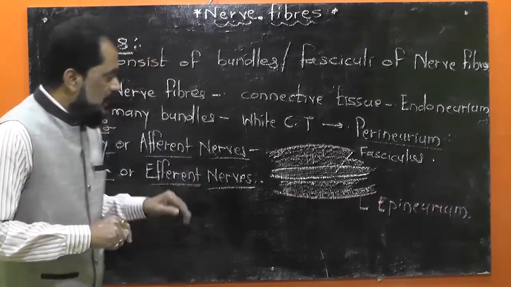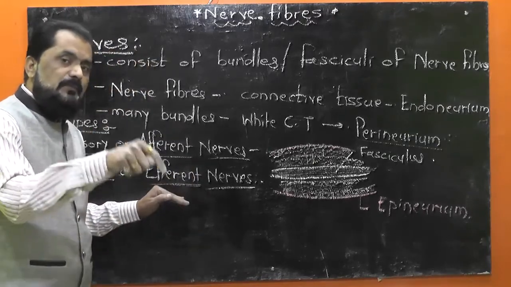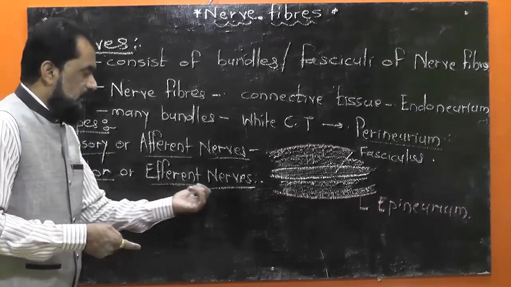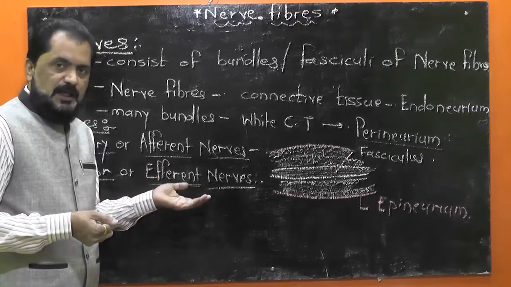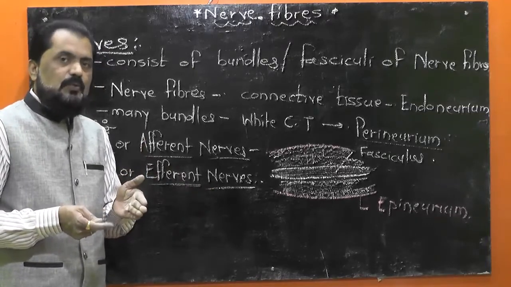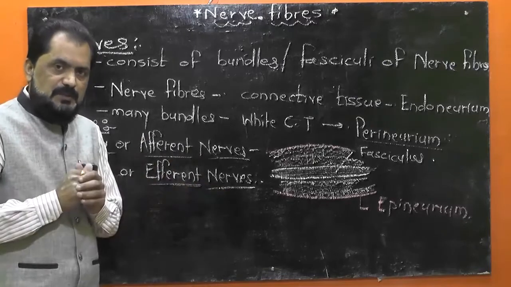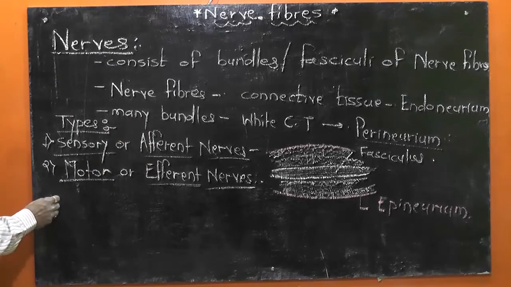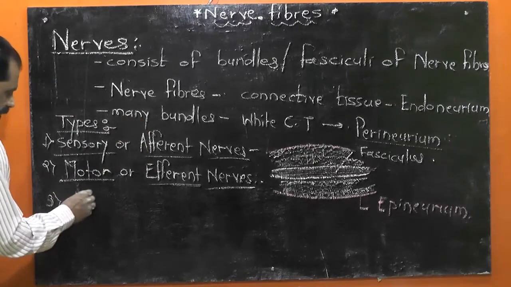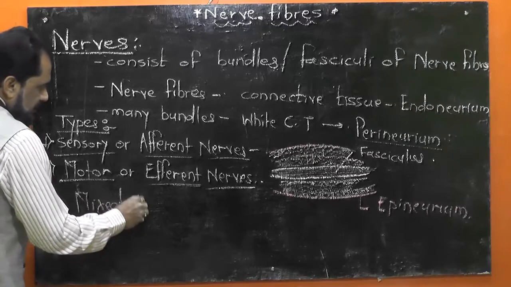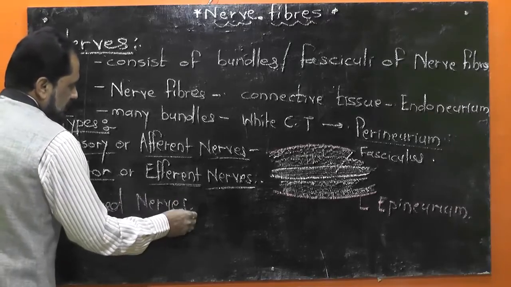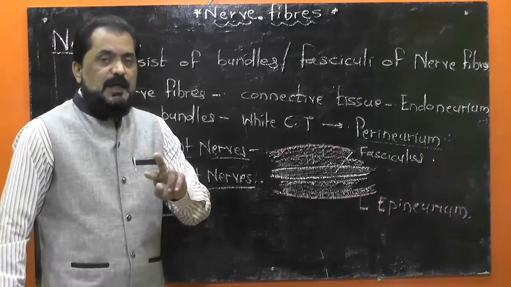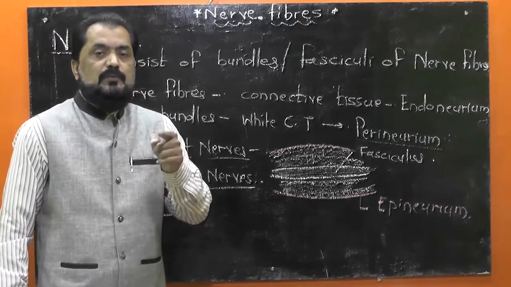मग ज्या नर्व्स मध्ये अशा प्रकारचे मोटार किंवा इफरेंट नर्व फायबर्स असतात, त्या नर्व्सला म्हटलं जाईल मोटार किंवा इफरेंट नर्व. अर्थातच या नर्व्स सेंट्रल नर्वस सिस्टीम कडून अवयवांकडे विद्युत संवेदनेचं वहन करतील. While there is one more type of nerve, that is mixed nerves. Mixed means these nerves contain bundles of afferent as well as efferent nerve fibers.